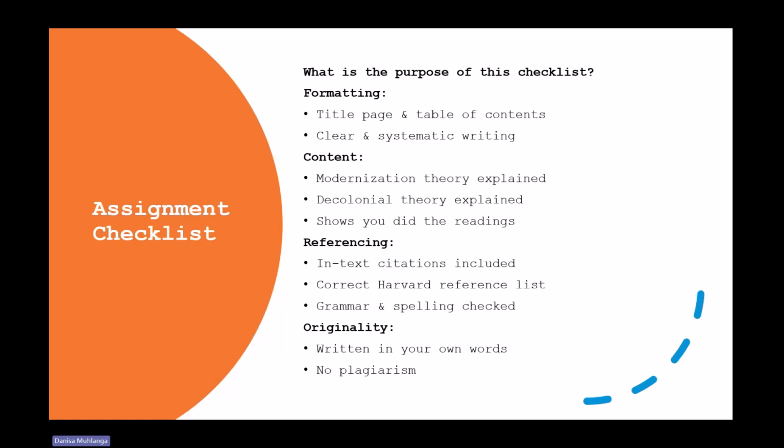So you need to make sure that in your checklist, you check these things to say, have I cited? Have I shown that I've read? Yes. And then have I referenced?